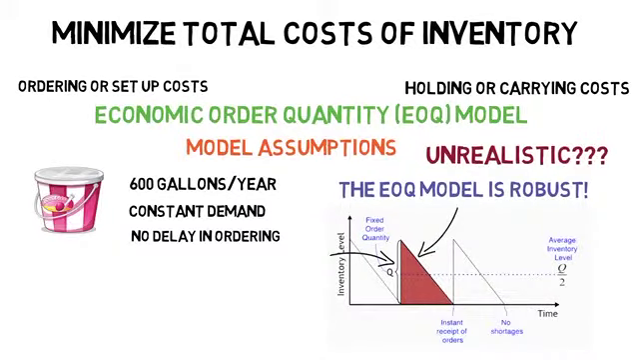Let's summarize. You start out with a given level of inventory Q and sell it off at a steady rate. Just when the inventory runs out, you receive your order and the cycle begins again.